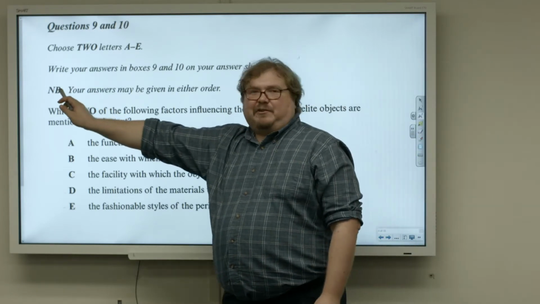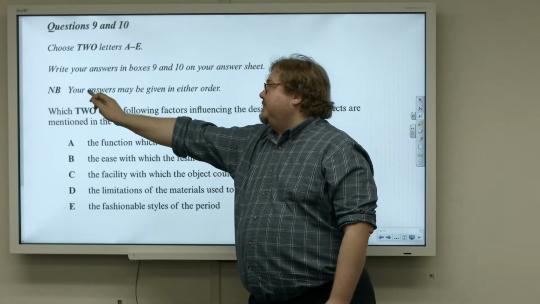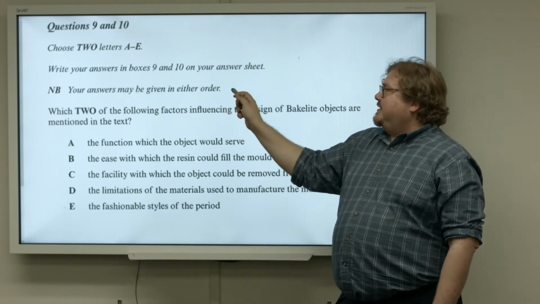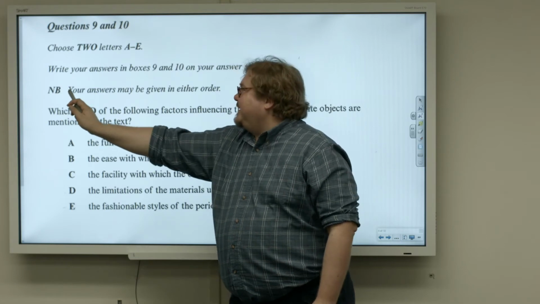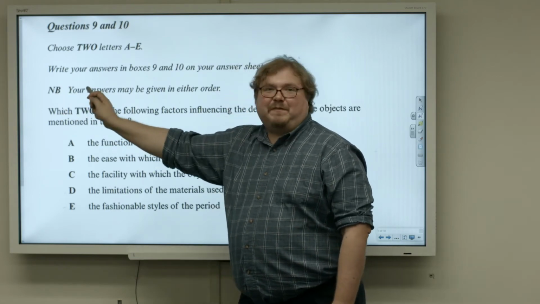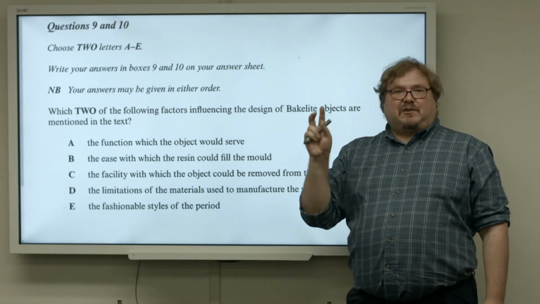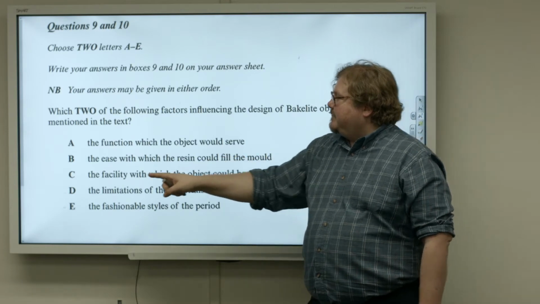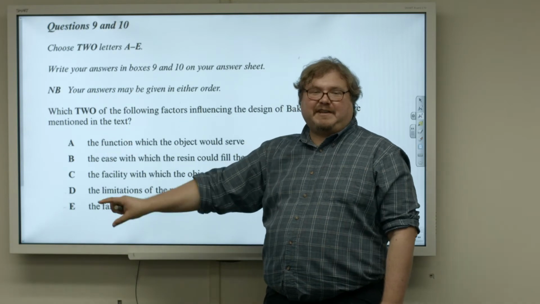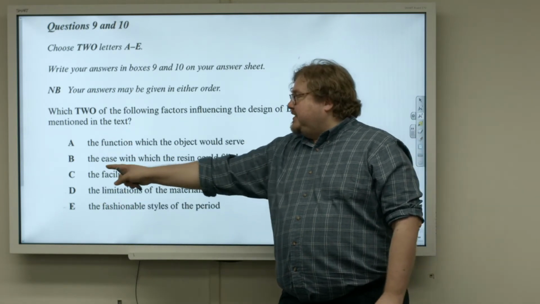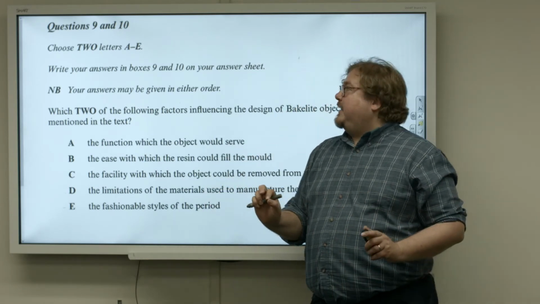This NB stands for nota bene. It's from Latin, and it just means notice this well. So this is an important point. I'm not sure why they make this so confusing for people, but this NB means this is something important. Your answers may be given in either order. So if you pick two and you write A first and then C, A for number 9 and C for number 10, you could also put C for number 9 and A for number 10. It could go either way, and they're both okay.